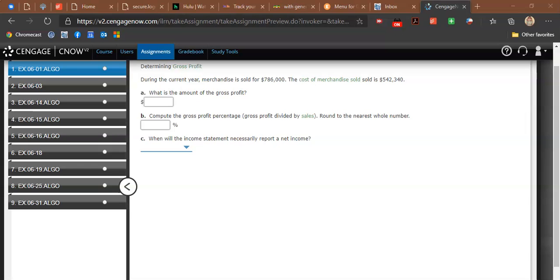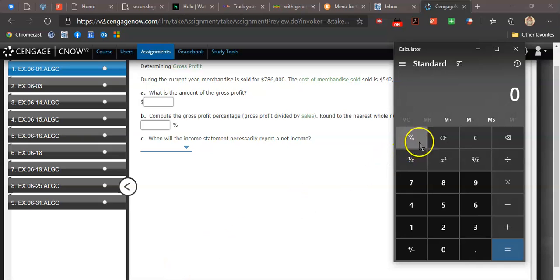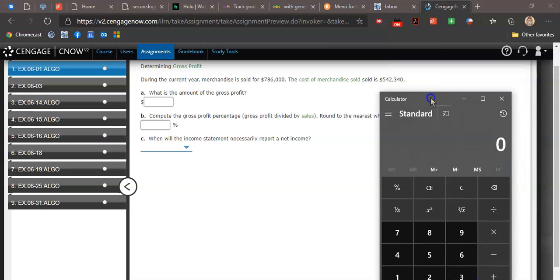The last thing I'm going to do is go through some of these homework problems and point a few things out. This is asking for the amount of gross profit here. Remember, we talked about when we were doing the multi-step income statement that gross profit is simply sales minus cost of merchandise sold. So here's the sales amount. Here's the cost of merchandise sold. Do a subtraction and put your answer here. Then once you get to the next part, it asks for gross profit percentage. Let me go ahead and calculate gross profit so that we can work this one all the way through.